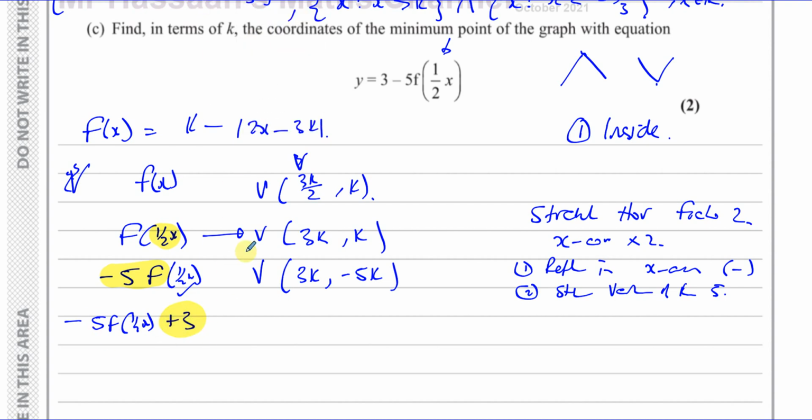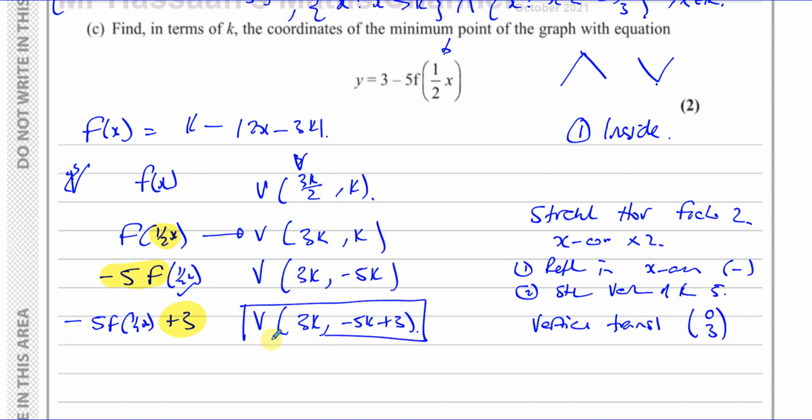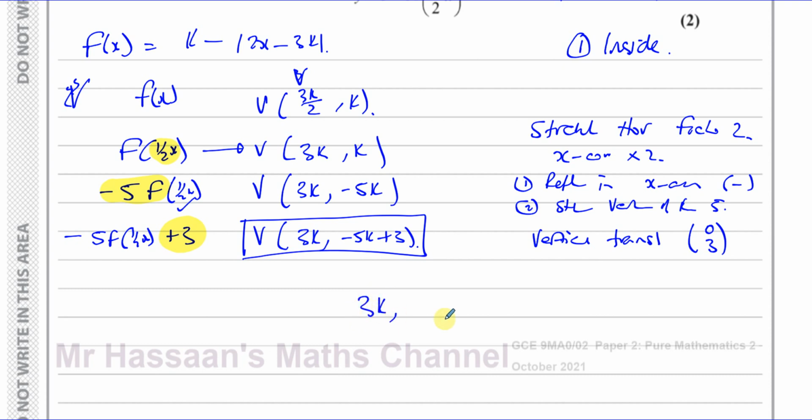So again, this is outside the function. And what happens to this? It affects only the y coordinate, because this is a vertical translation. This is a vertical translation and it's basically (0, 3). So the x coordinate stays as it is. And the y coordinate, which is minus 5k, you get minus 5k plus 3. So this is the final coordinate of the minimum point of the graph. It's 3k, and you can write it as 3 minus 5k to make it look neater.